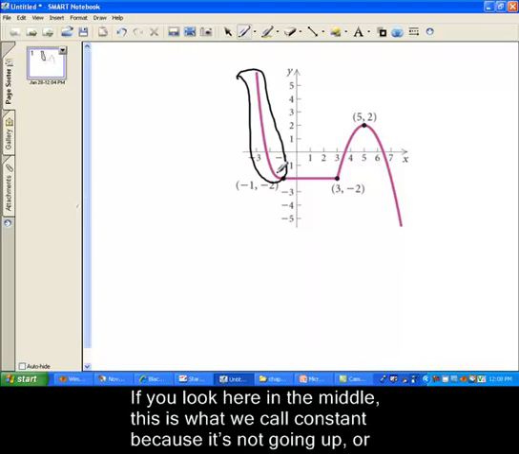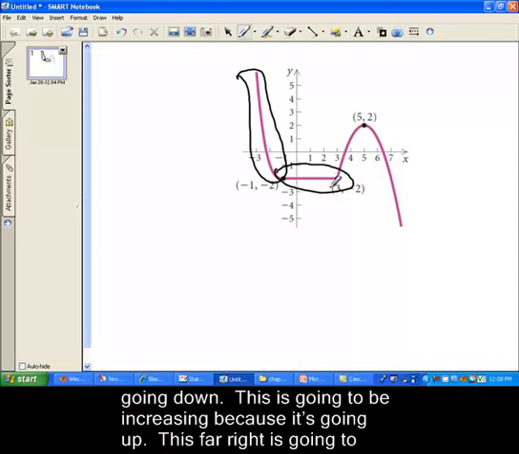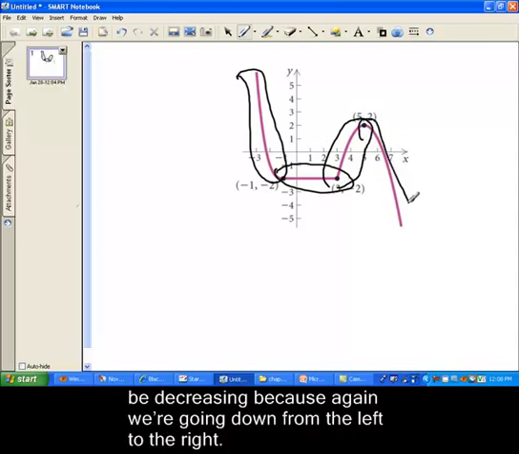If you look here in the middle, this is what we call constant because it's not going up, it's not going down. This is going to be increasing because it's going up. This far right is going to be decreasing again because, again, we're going down from the left to the right.